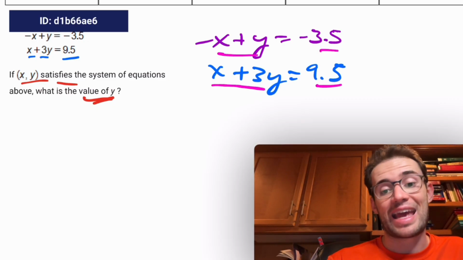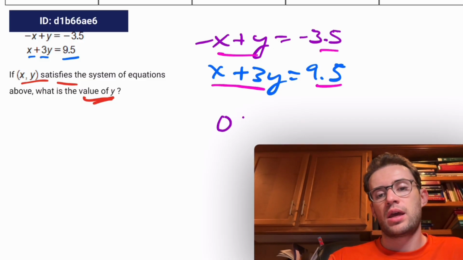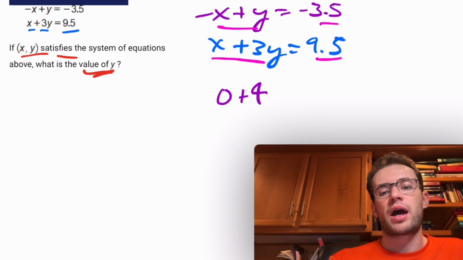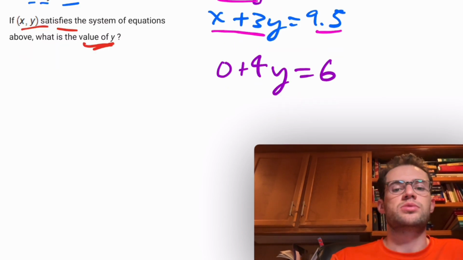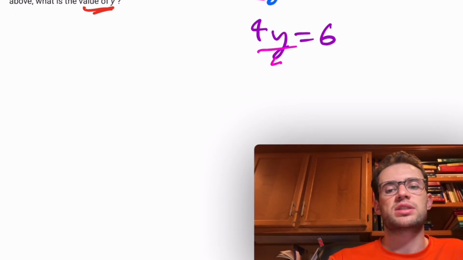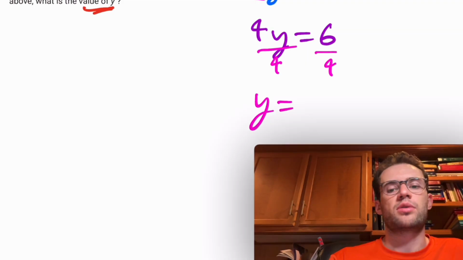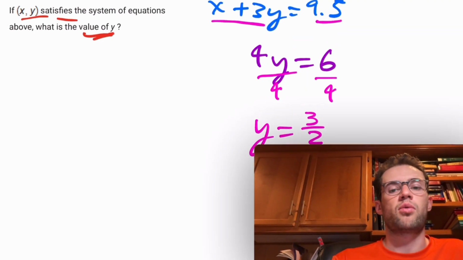Negative x plus x cancels out. That's why I did this elimination like this. Negative x plus x is 0. y plus 3y is 4y. And then negative 3.5 plus 9.5 would be 6. So we get 4y is equal to 6. And then to get y alone, you just divide both sides by 4. That gives us y equal to 6/4, which is 3/2. So 3/2 is the value of y.